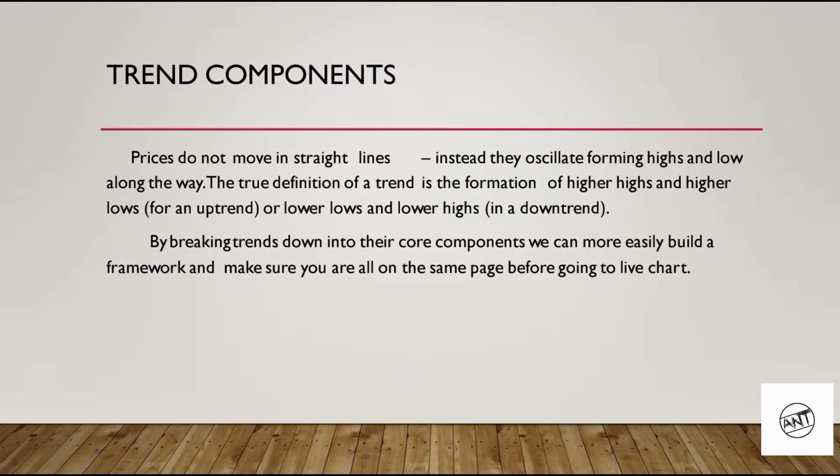Trend components. Prices do not move in straight lines, instead they oscillate, forming highs and lows along the way. The true definition of a trend is the formation of higher highs and higher lows for an uptrend, or lower lows and lower highs in a downtrend. By breaking trends down into their core components, we can more easily build a framework and make sure you are all on the same page before going to live chart.